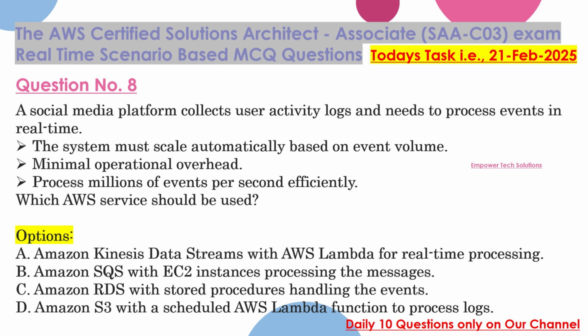Options: A. Amazon Kinesis Data Streams with AWS Lambda for real-time processing. B. Amazon SQS with EC2 instances processing the messages. C. Amazon RDS with stored procedures handling the events. D. Amazon S3 with a scheduled AWS Lambda function to process logs.